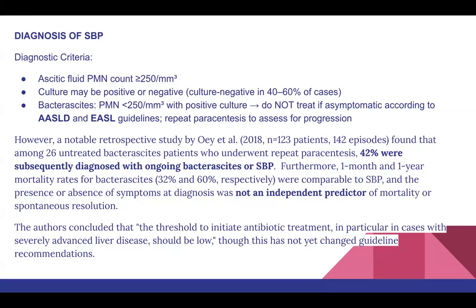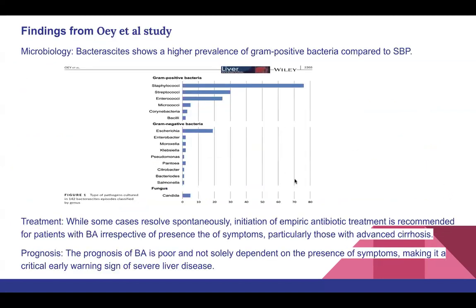But if their PMNs are less than 250 and you're concerned for bacterascites, and the patients also have severely advanced liver disease, there should be a low threshold to start antibiotics. Okay, so these are more findings from that study.